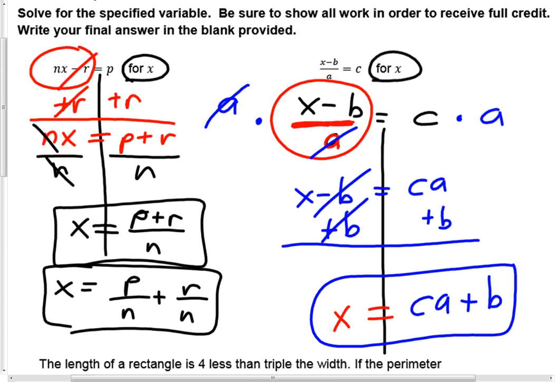I've created a formula for X. In another course, maybe that stands for distance. Maybe it stands for time. I've just created a formula for whatever that variable is. You will do this a million times in chemistry and physics if you take those courses eventually. Anybody in a chemistry course?